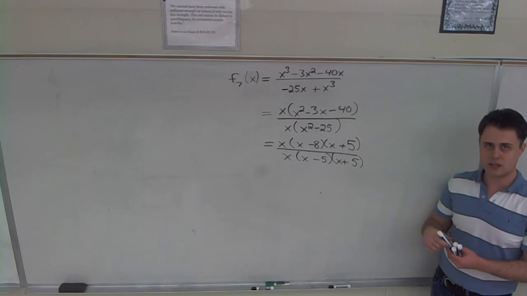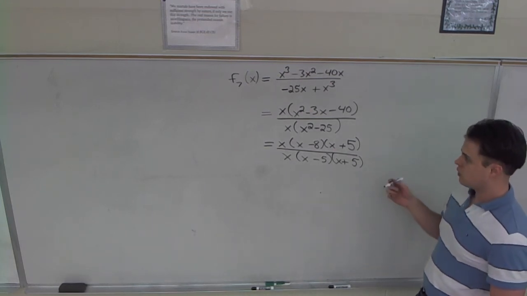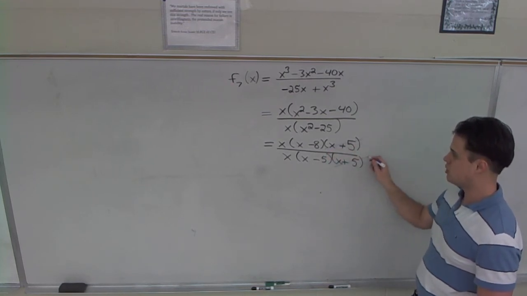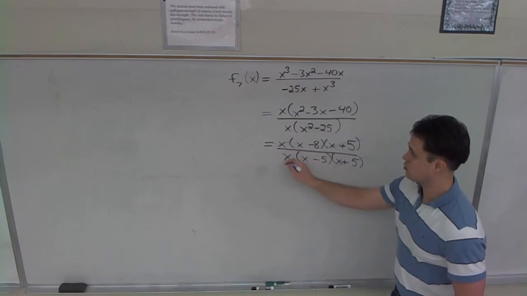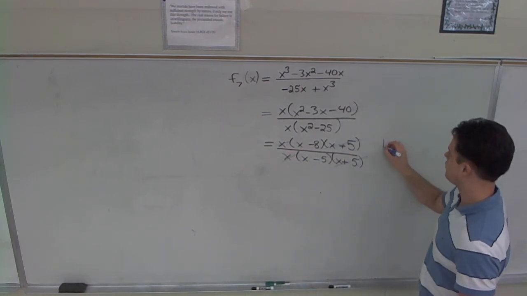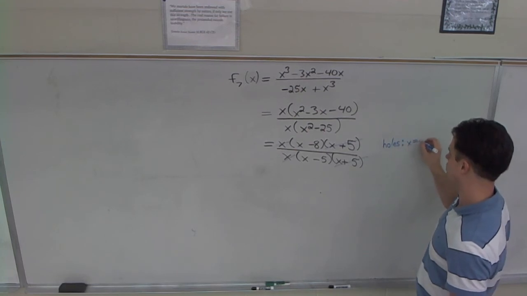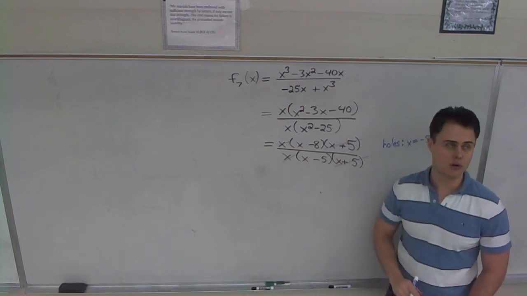I want to look for any factors that are going to be repeated. And I think we've got a couple here. We've got one at positive 5, that's repeated, so that's going to be a hole. And then we've got an x, that's also repeated, so that's going to be a hole. So I'm going to make a note to myself that we have 2 holes. One of them is going to be at negative 5, and one of them is going to be at 0, or that is 0 over 0.